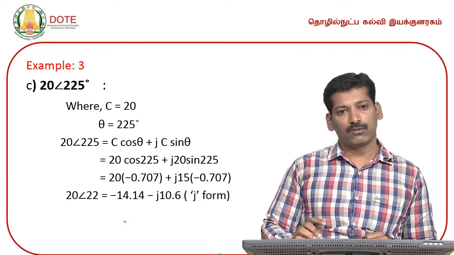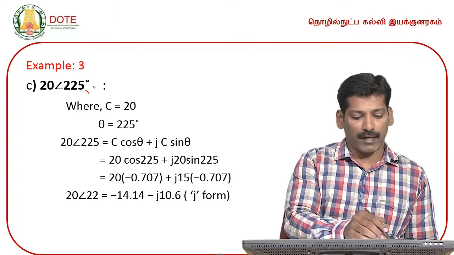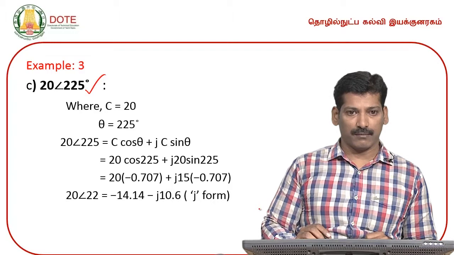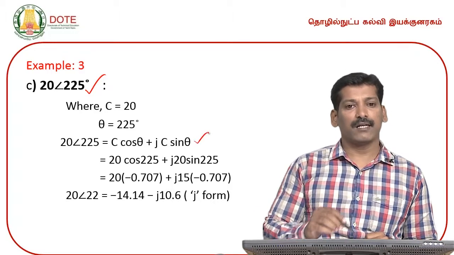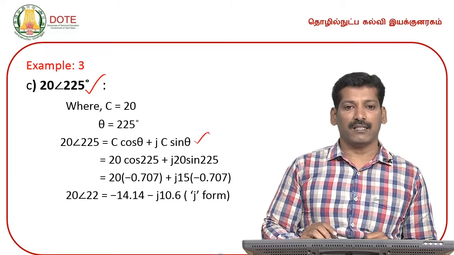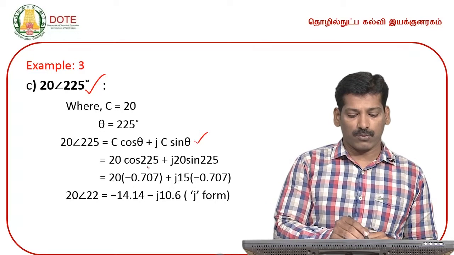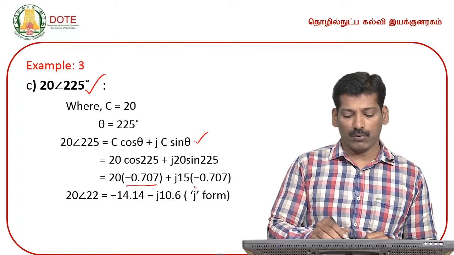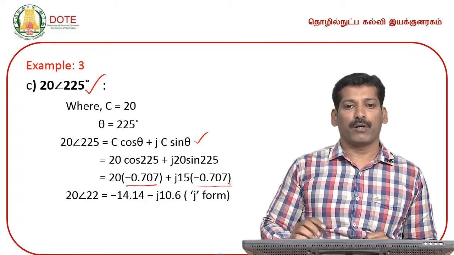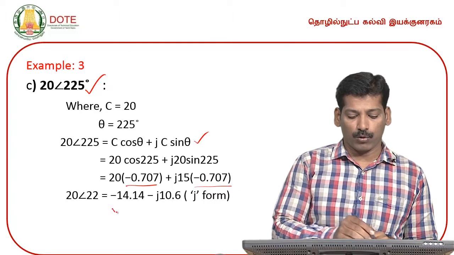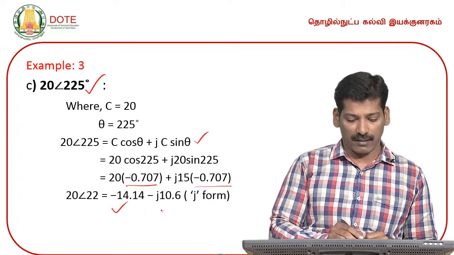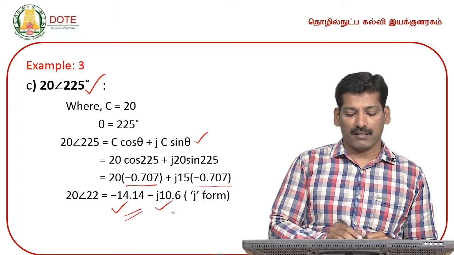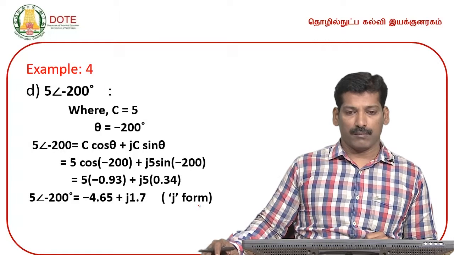20 angle 225 degrees. This 225 is an obtuse angle. Now, let us see what the result is. By applying the expression C cos theta plus j C sin theta, we have cos 225 is minus 0.707 and sin 225 is minus 0.707. So, we have both negative: the real part is negative and the imaginary part is also negative.